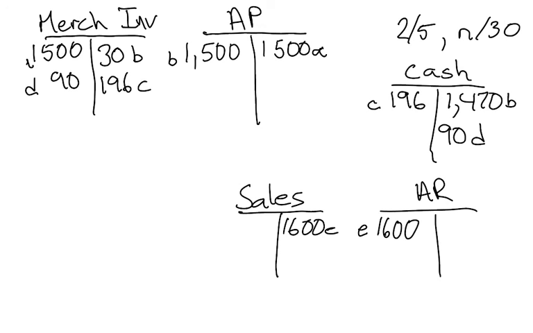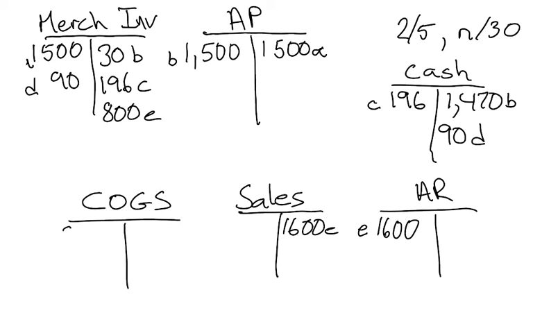Now, that's the revenue side. Now we need to make the adjustment to the inventory. As the question states, they had a cost of goods sold, cost of merchandise sold, of $800. So we're going to credit their merchandise inventory for the $800, and we're also going to debit an account called cost of goods sold for $800.